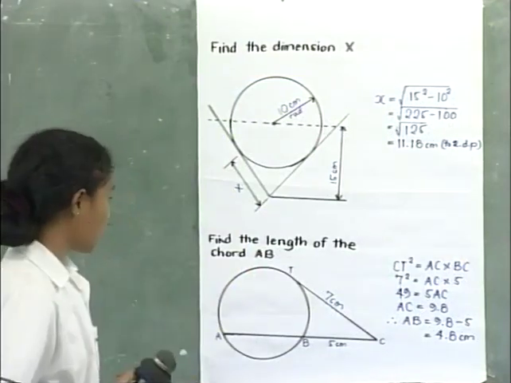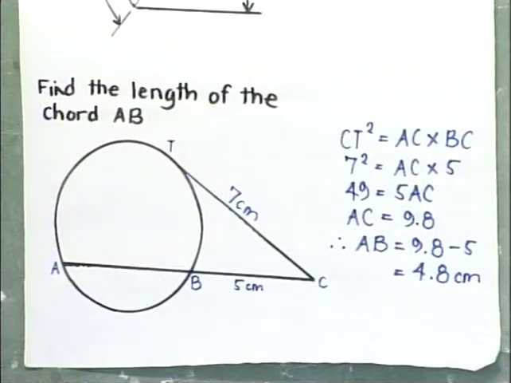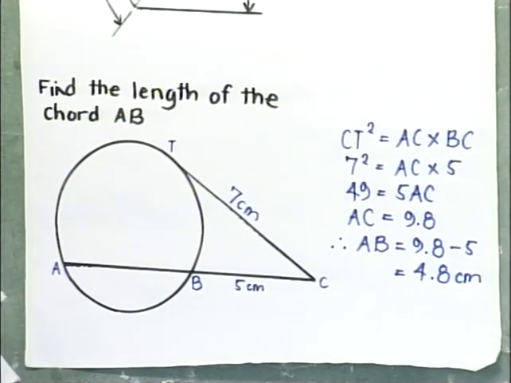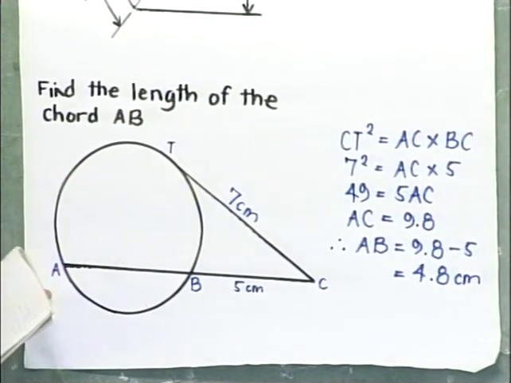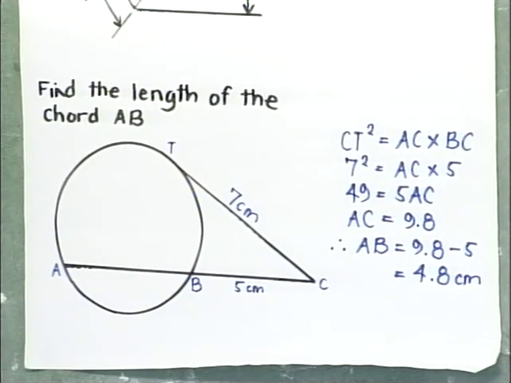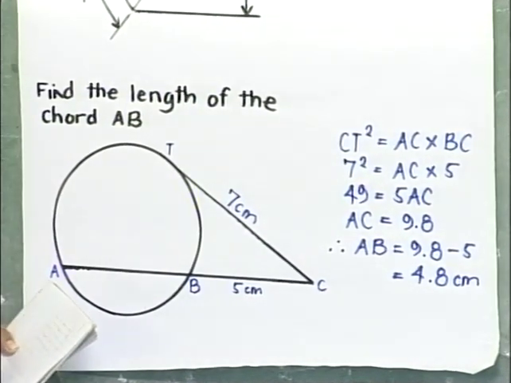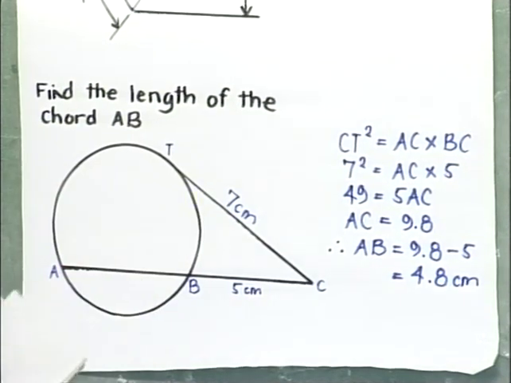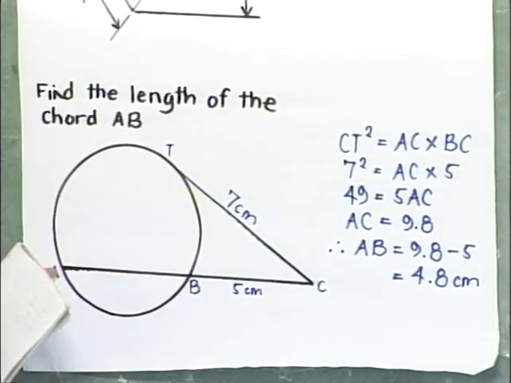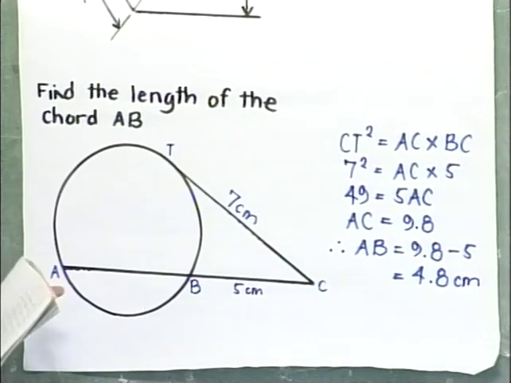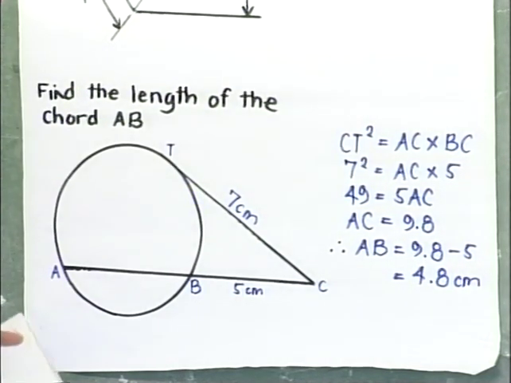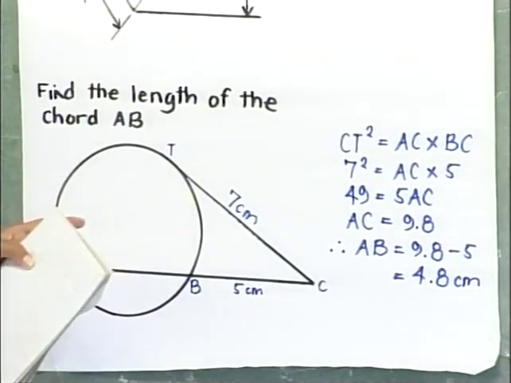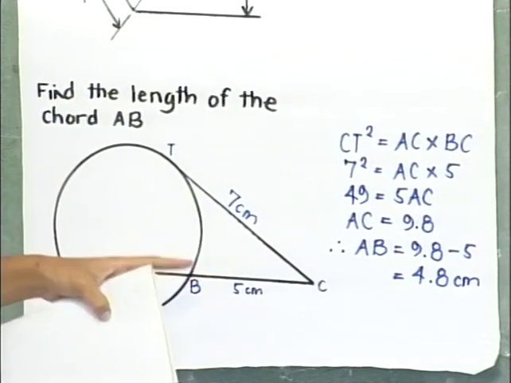Question 12. Here we are asked to find the length of the chord AB. One of the properties of the tangent of a circle states that if from a point outside a circle, two lines are drawn, one a secant and the other a tangent to the circle, then the square of the tangent is equal to the rectangle contained by the whole secant. So in this case, AB is the chord of the secant, and that's the tangent.